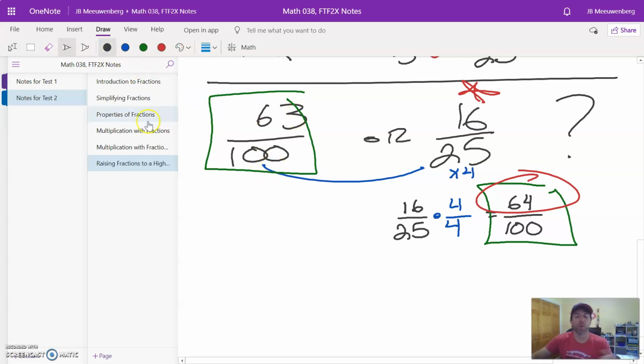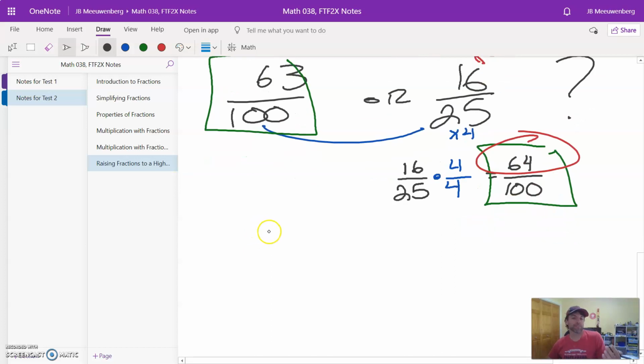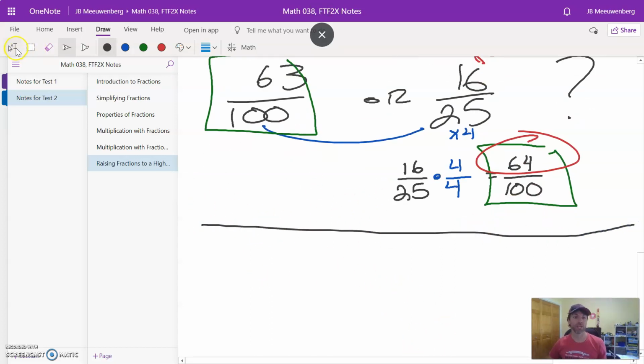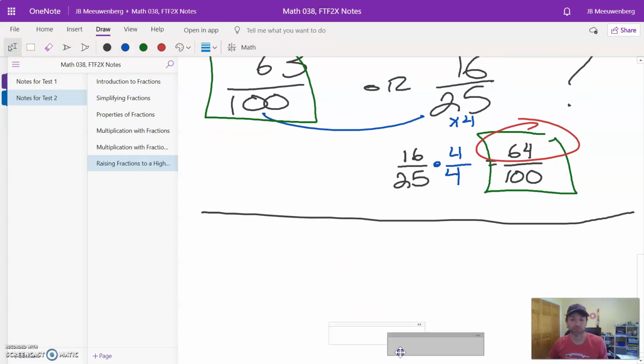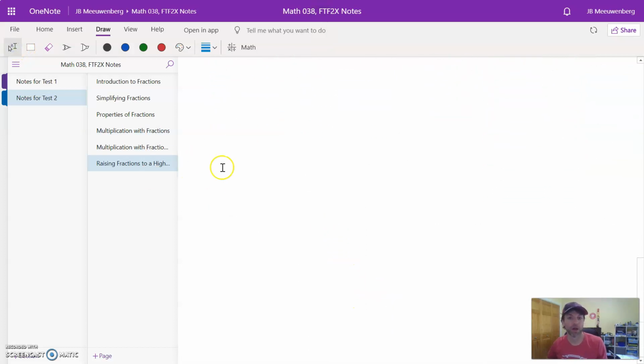So that's, again, a way to raise our fractions to a higher term so we can compare the fractions. Now that's not the only thing we would want to do this for. What we're going to be looking at shortly is adding and subtracting fractions. There's another reason you get common denominators. We'll talk about that more.